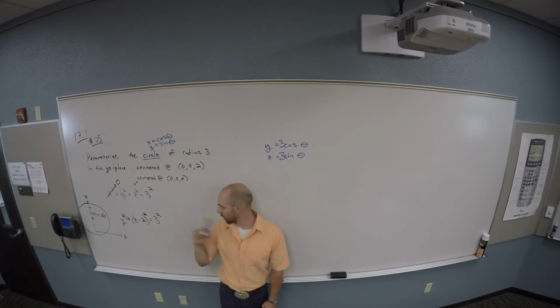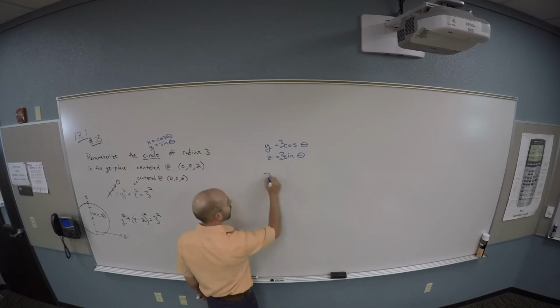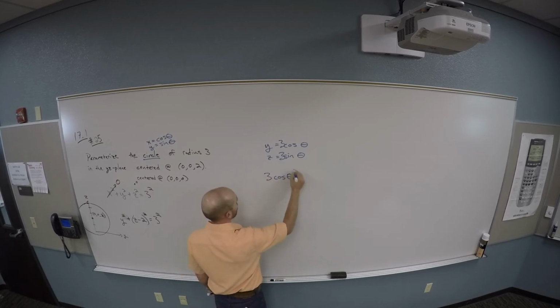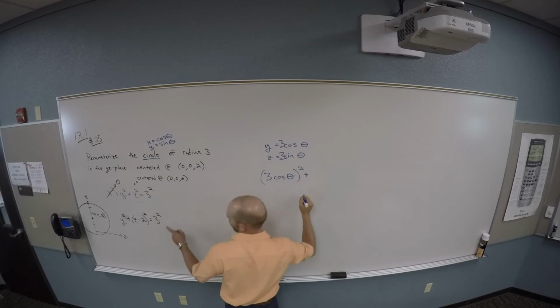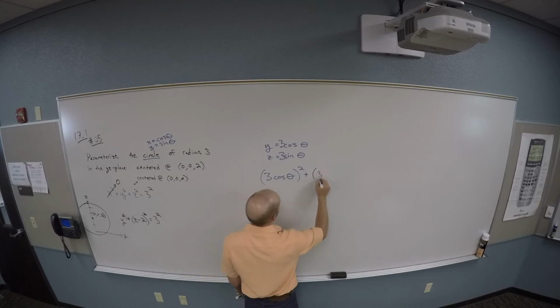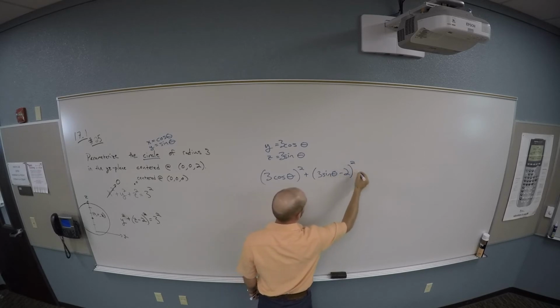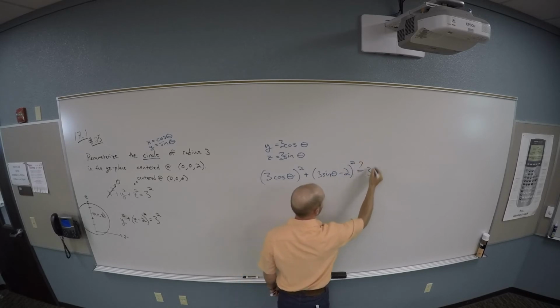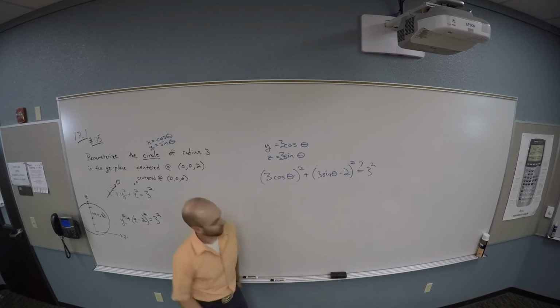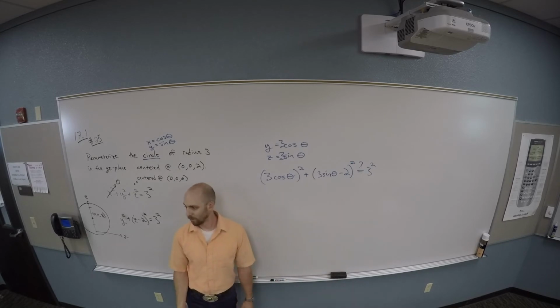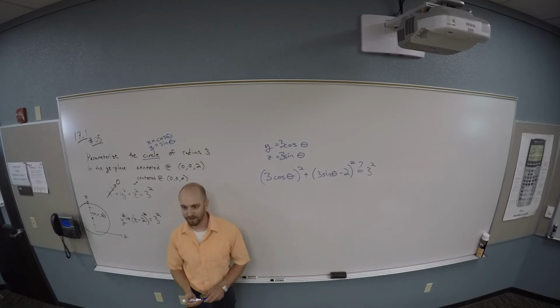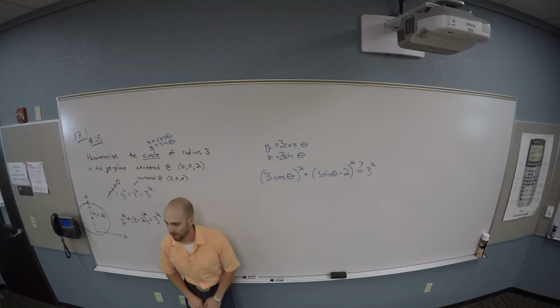Okay, see that? If I plug these in right now, I'm sitting at 0, 3 cosine theta squared plus 3 sine theta minus 2 squared. I'm wondering, is that 3 squared? Of course, it's definitely not, right? Guys see why not? Somebody explain to me why not?